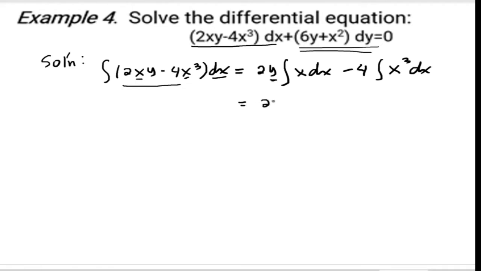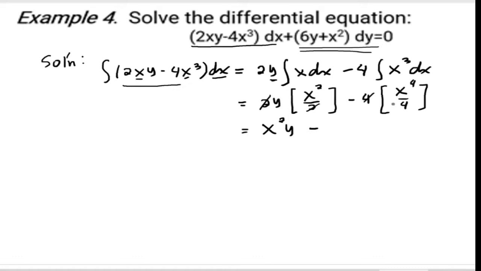Then, minus 4 integral of x cubed dx. Then, we have 2y integral of x dx is x squared over 2, minus 4 integral of x cubed is x to the fourth over 4. We're not going to write the constant c at this time. We will just write the constant c in our final answer. Simplifying this, you notice our 2 here is cancelled. So we have x squared y, minus, our 4 is cancelled, so you have here x to the fourth.